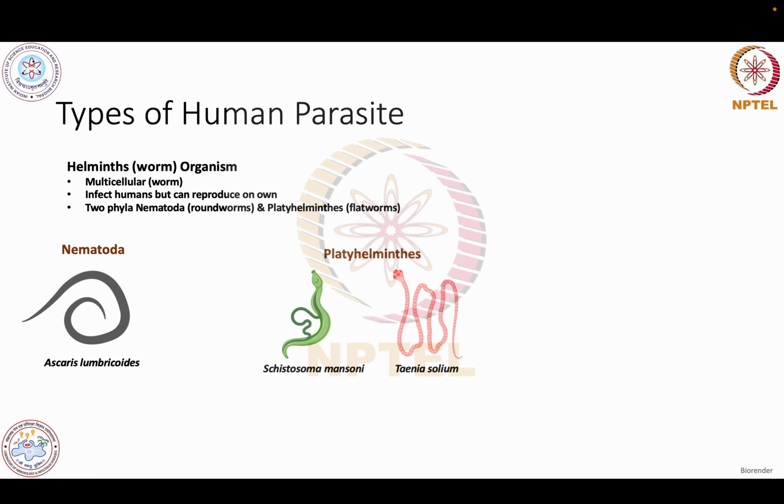Types of human parasites: helminths, or worm organisms. Those are multicellular, infect humans but cannot reproduce on their own. Two phyla: Nematoda, that is roundworms, and Platyhelminthes, those are flatworms. Nematoda: Ascaris lumbricoides. Platyhelminthes: Schistosoma mansoni, Taenia solium.